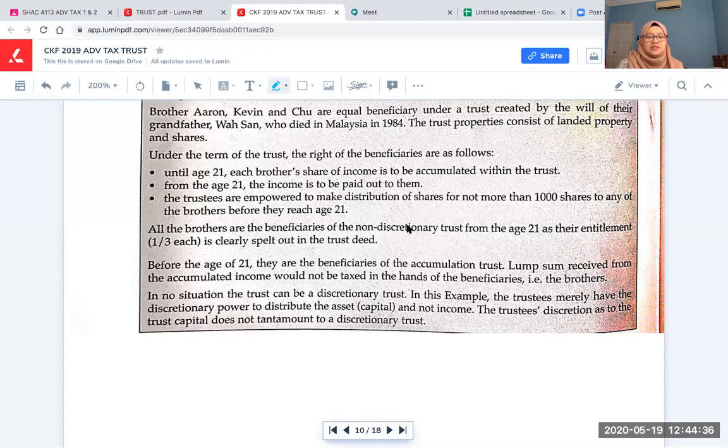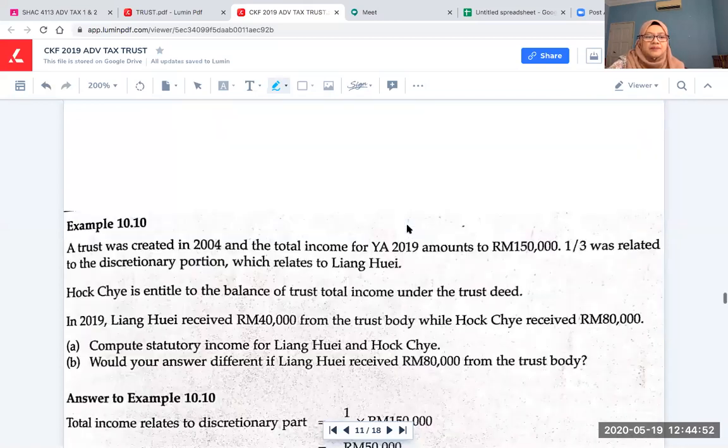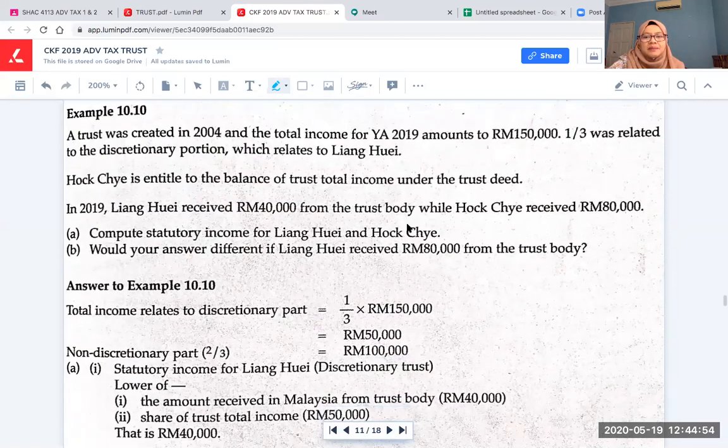In no situation can the trust be a discretionary trust. In this example, the trustee merely has discretionary power to distribute the asset, capital, and not income. The trustee's discretion as to the trust capital does not amount to a discretionary trust. Alright. Another example. This example is good.